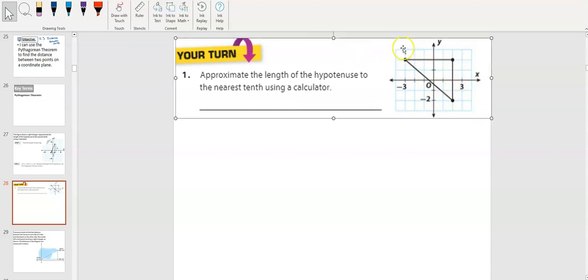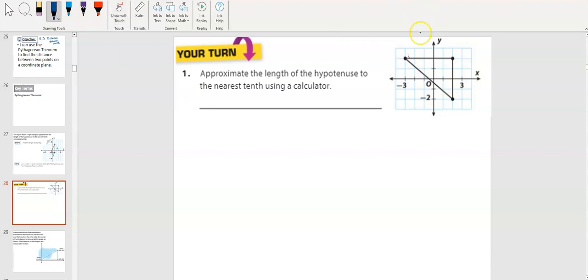So I'm going to look here. I've got, let me get a pen out. There we go. I've got 1, 2, 3, 4, 5. So this leg is 5. 1, 2, 3, 4. This leg is 4.